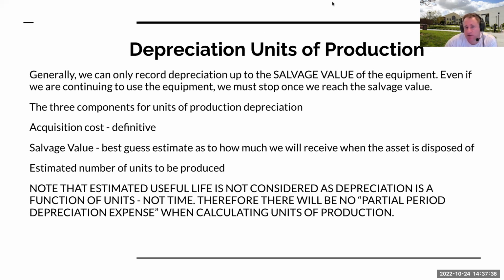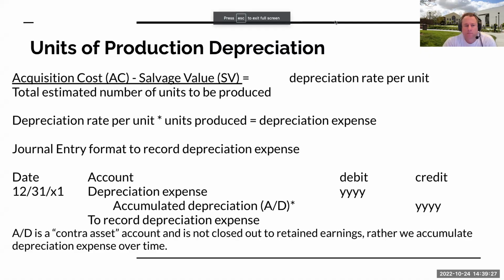The way we're going to do this is right over here. The actual formula: the top part looks like straight line, acquisition cost minus the salvage value. But instead of dividing it by the estimated useful life, we're now going to be dividing this by the estimated number of units to be produced. This gives us a depreciation rate per unit. When we take this depreciation rate per unit and multiply it by the units produced, this gives us the amount of depreciation expense.